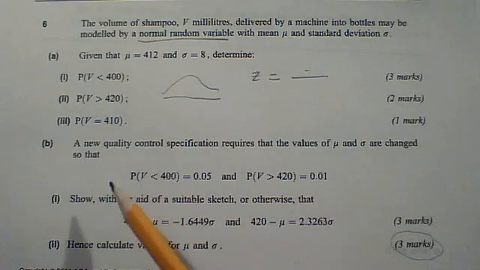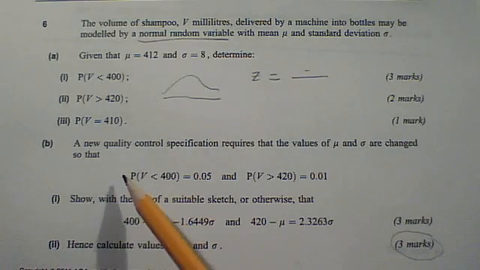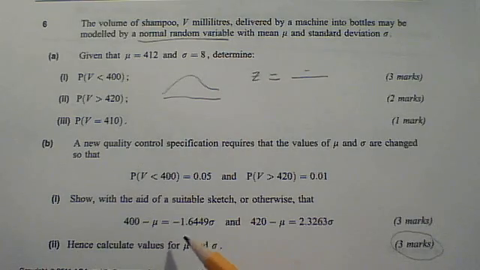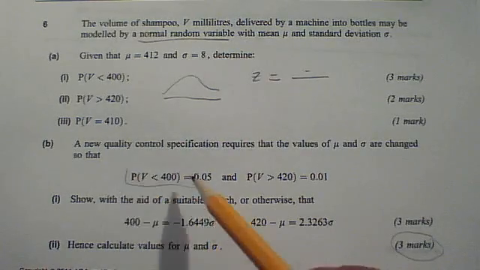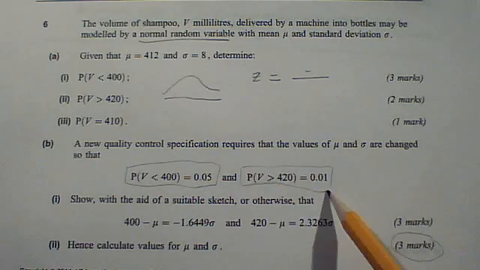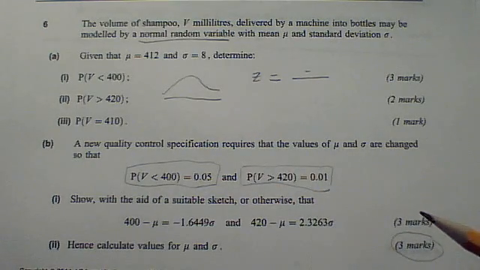Backtracking, what we've been given here is we're still with a normal distribution, but now we don't know the mean or the standard deviation. We're being given 2 probabilities. So this isn't forwards. We're not finding probabilities, we're given them, so this is backwards.